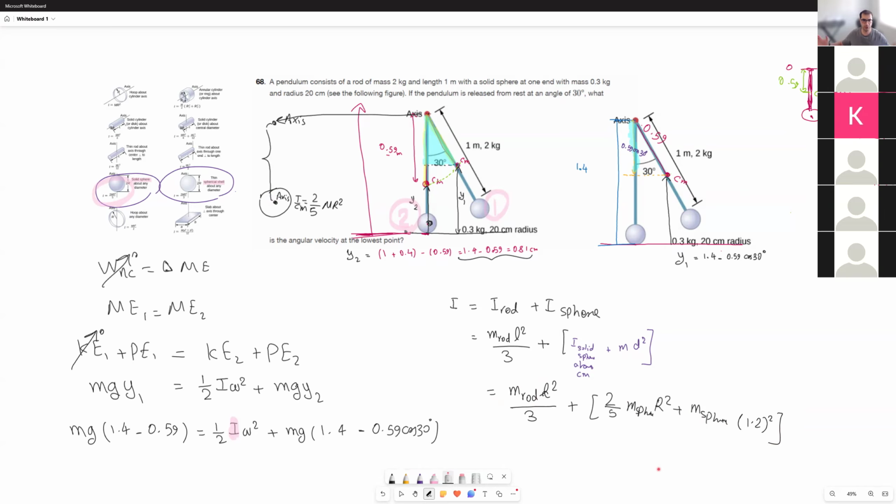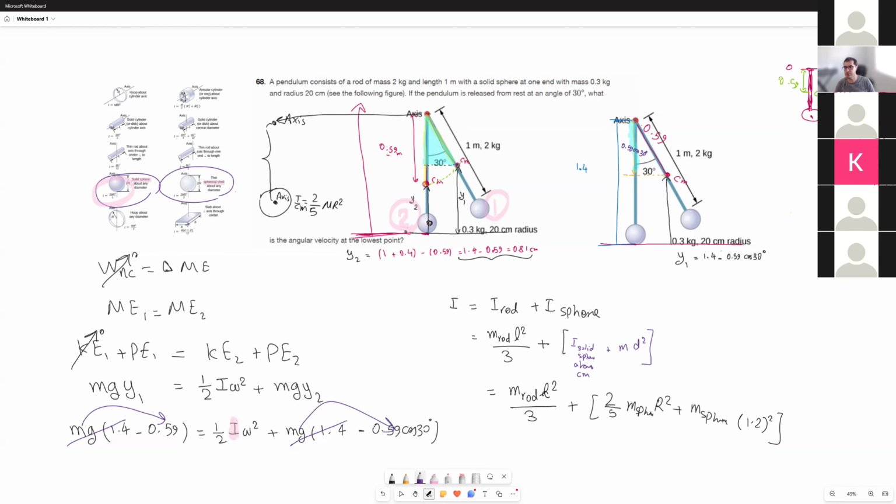Okay, waiting for any question you might have. And one more thing, guys, mg times 1.4 from the other side, both sides are going to cancel out, but you have to multiply mg by these two. They're not going to cancel out.